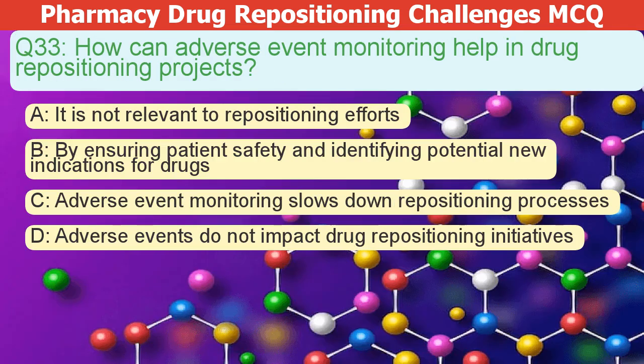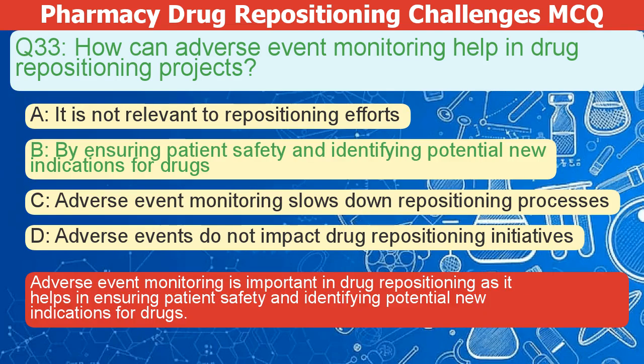How can adverse event monitoring help in drug repositioning projects? A. It is not relevant to repositioning efforts. B. By ensuring patient safety and identifying potential new indications for drugs. C. Adverse event monitoring slows down repositioning processes. D. Adverse events do not impact drug repositioning initiatives. The correct answer is B. Adverse event monitoring is important in drug repositioning. It helps ensure patient safety and identify potential new drug indications.